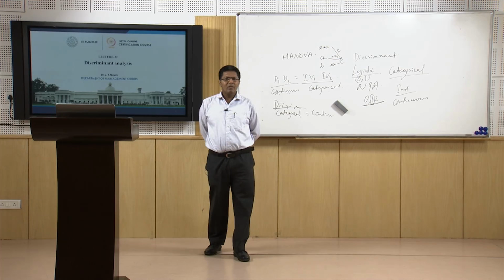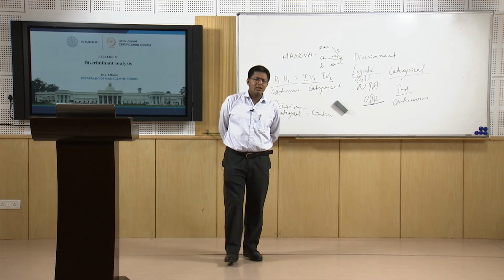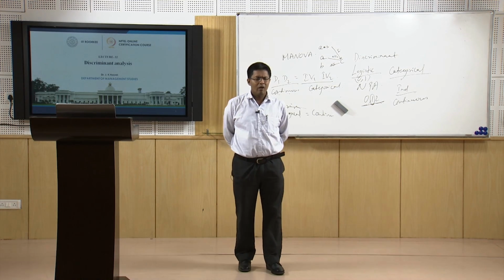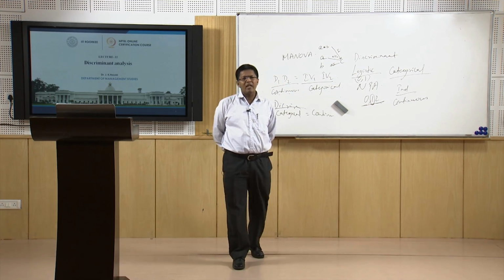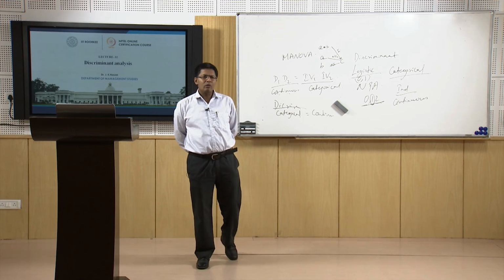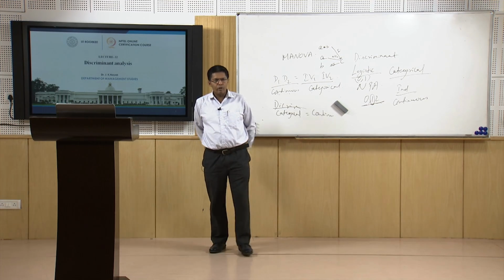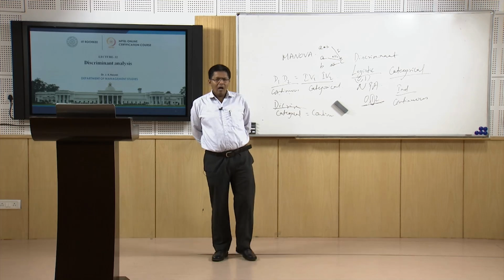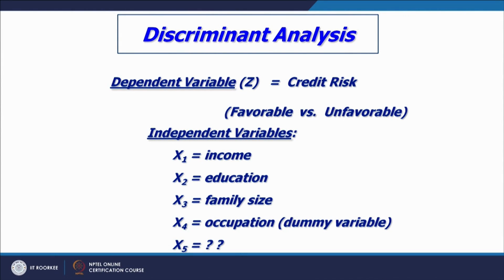So the point is, when in life you come to a situation where you have to discriminate or classify them into different categories, this becomes very important and this is a very powerful tool, right. So the dependent variable Z here is credit risk, and the independent variables, for example, in this slight case we have taken, are income, education, family size and occupation, where occupation has been measured as a dummy, right.